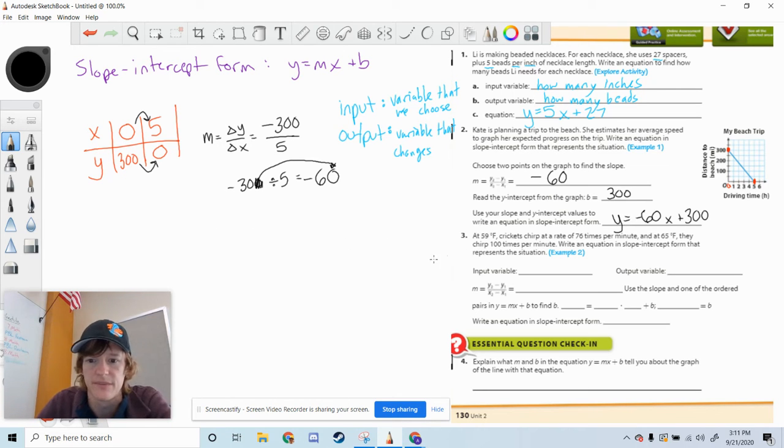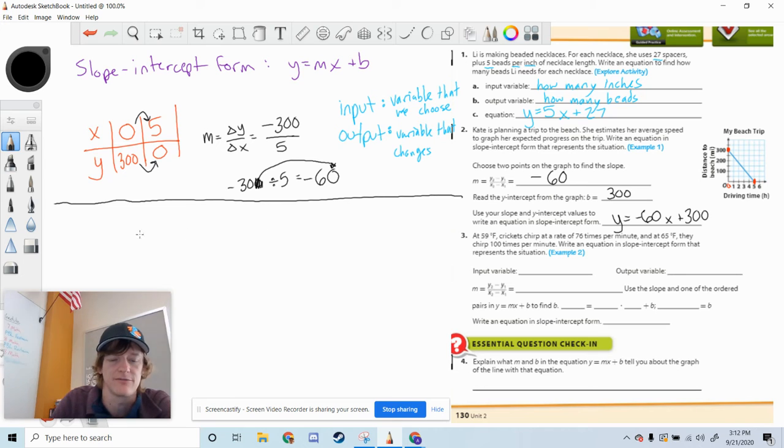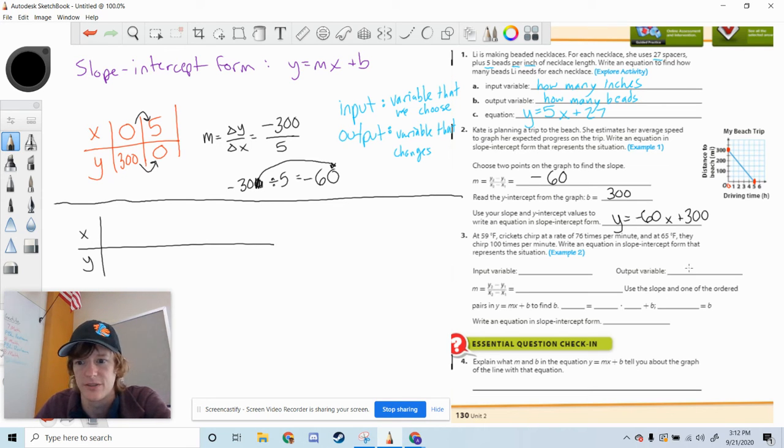For number 3, this one's going to be a little bit trickier. This one's not going to give us a lot of information. We're going to have to find a lot of information. So at 59 degrees Fahrenheit, crickets chirp at a rate. So we've got an X and a Y. We're going to talk about what those are in a minute. We need to decide which one's going to be X, which one's going to be Y.